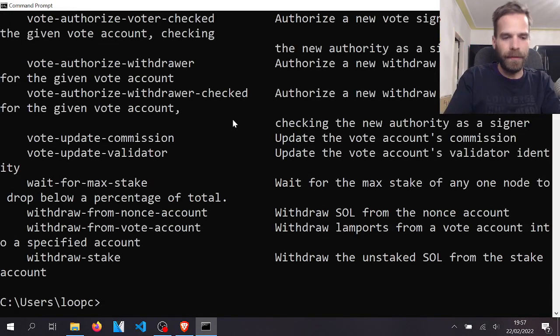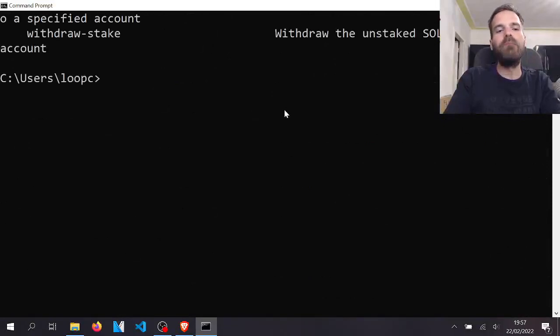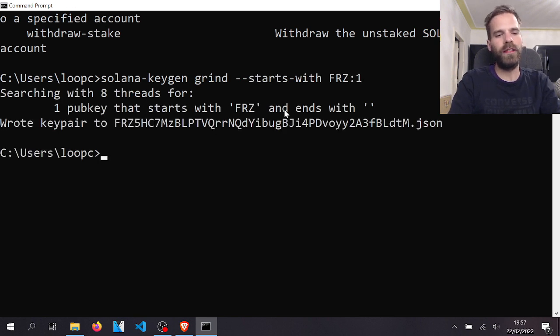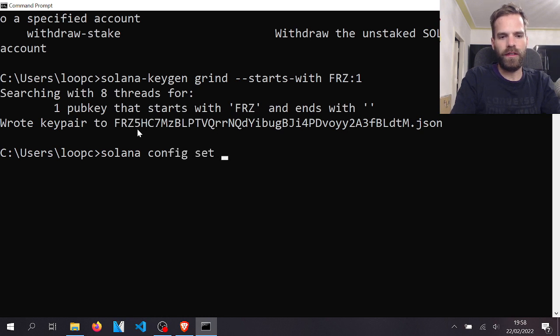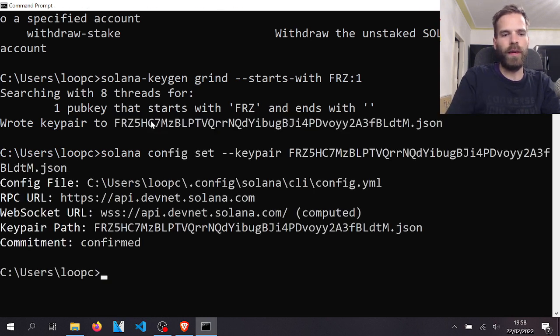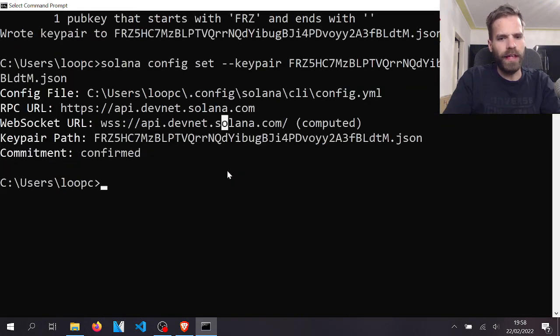Solana CLI. That's the absolute minimum that we need, because we need to interact with Solana, and we're gonna create ourselves a wallet with Solana keygen. We grind ourselves a freezer wallet, and we're gonna Solana config set this as our keypair now. Cool. We're working on devnet because I can't be bothered to pay fees. So yeah, here we are.